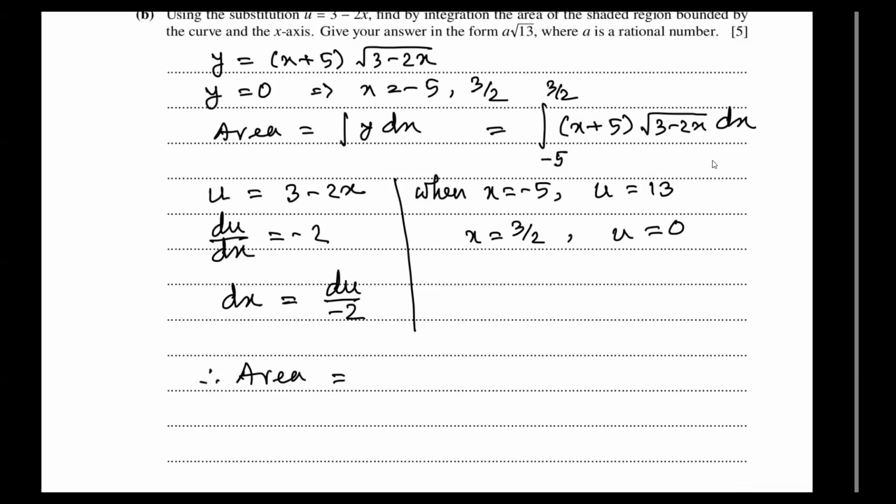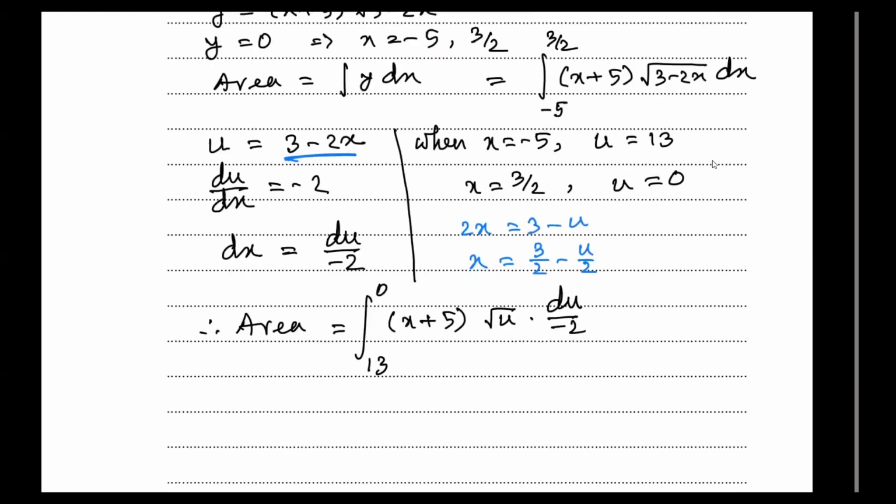now the lower limit becomes 13, the upper limit becomes 0, x plus 5 times root u, and dx is du by minus 2. Now, everything except x plus 5 has converted into u. To convert x plus 5 to u, you have to make x the subject from here. 2x equal to 3 minus u, so x equal to 3 by 2 minus u by 2. Substitute it here.